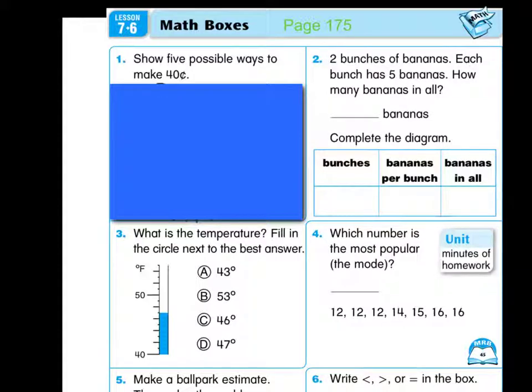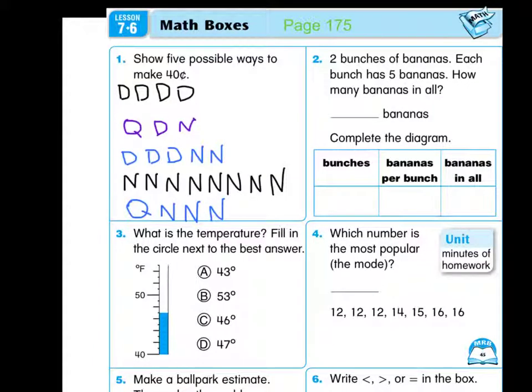Okay, now that you have your 5 answers, I'm going to reveal mine. So let's see what's hidden under here. I have, for my 5 answers, 4 dimes, that would make 40 cents, 10, 20, 30, 40. I also chose to do a quarter, which is 25, followed by 10 more, which is 35, and a nickel would be 40. My next one was 3 dimes, which is 30, and then 2 nickels is 10.